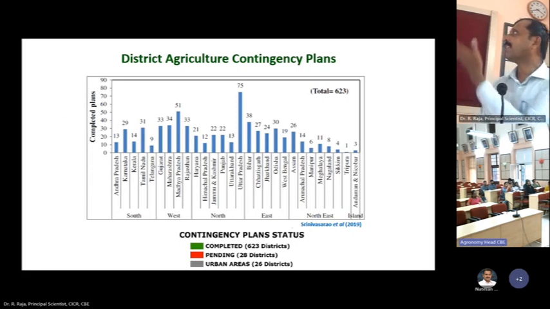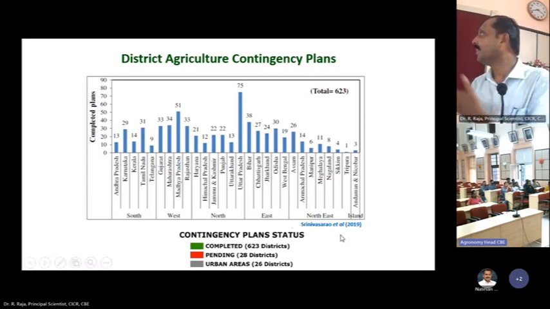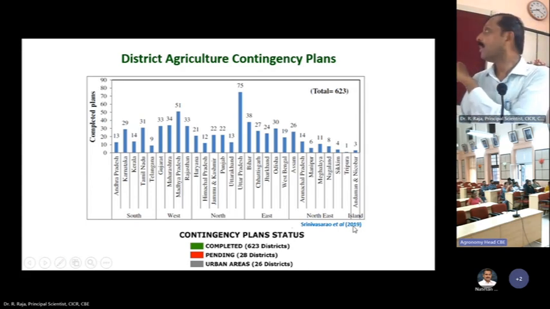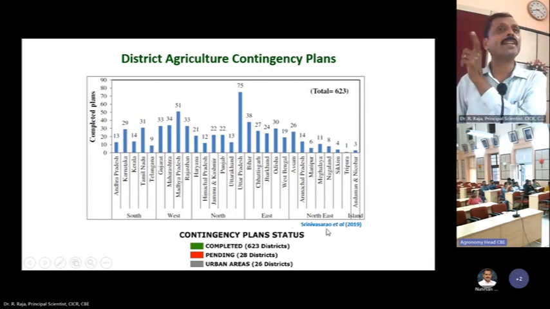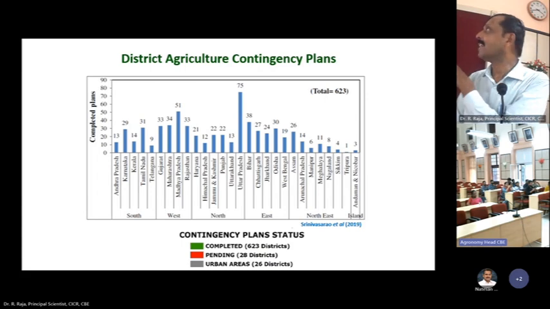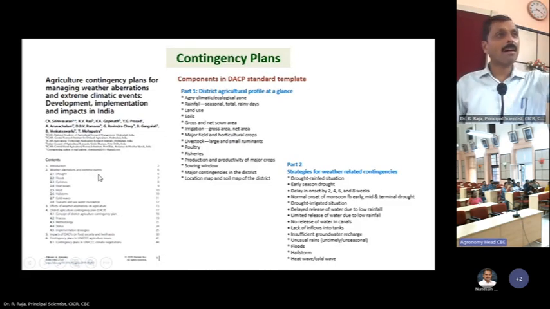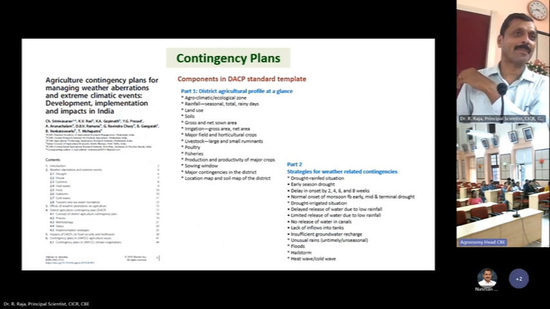So you can see out of 623, they completed and only a few districts are pending, that was during 2020. This is Dr. Srinivasa Rao. Right now he is director NAARM. Earlier he was director CRIDA. So they brought out a lot of papers in Advances in Agronomy. These contingency plans, you can see this paper. All concepts are clearly explained.